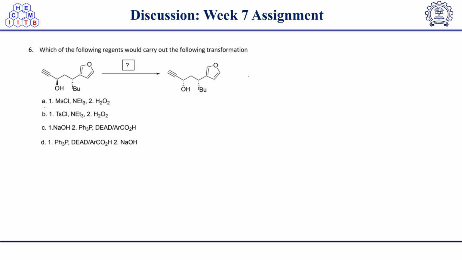So what will be the major product? The major product is already given. So what will be the corresponding reagents to carry out this transformation? That is just to invert the stereochemistry of the hydroxyl group.